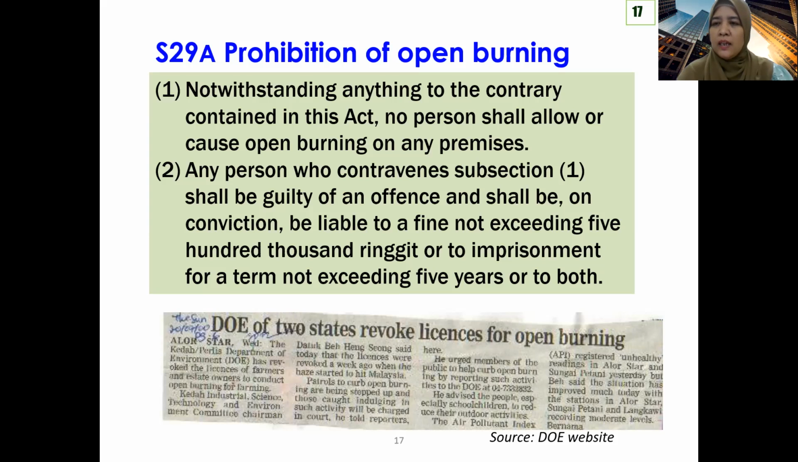Due to large scale land clearing, dia buka hutan ataupun dia replant their oil palm. But what do they do with the trees? They just do open burning kan. So the effect of that, it is transboundary. The haze or the smoke comes over to Malaysia, to Singapore, to other countries as well.